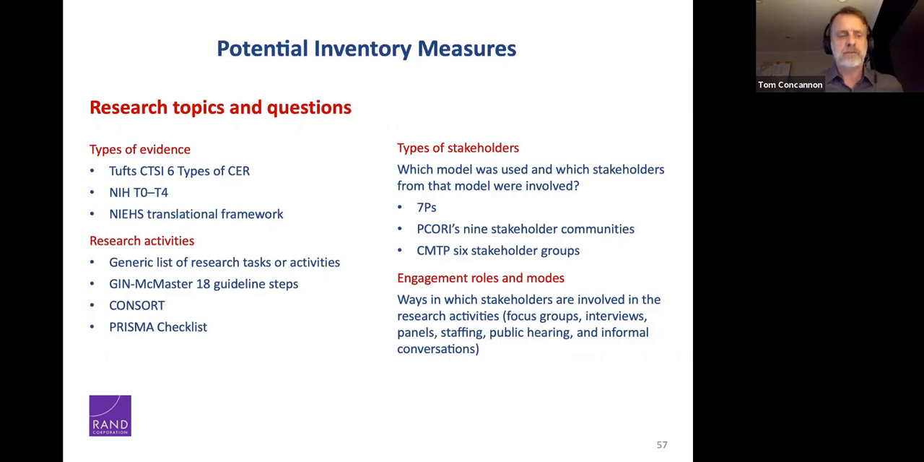I'm just going to pick out one of these. Under research activities, the Prisma Checklist stands for Preferred Reporting Items for Systematic Reviews and Meta-Analyses. And this is a checklist of items that you might use in a systematic review to conduct the systematic review over time. Well, that is a handy checklist of research activities that you could use to report an inventory of engagement if your engagement work was on a systematic review.